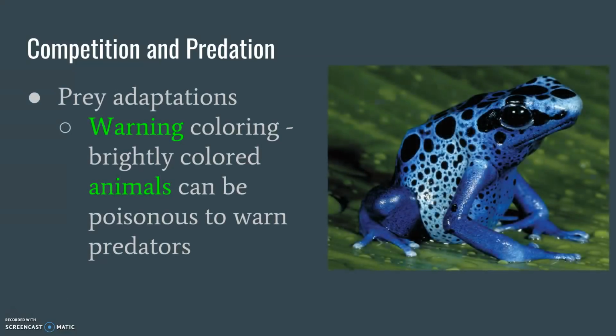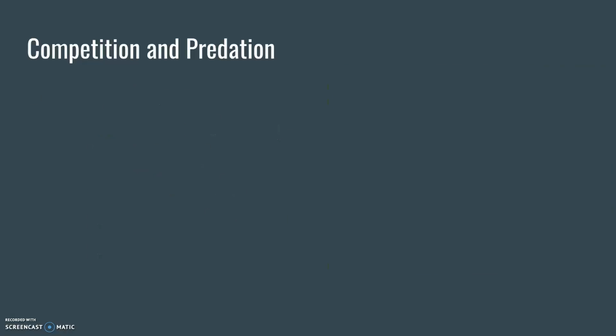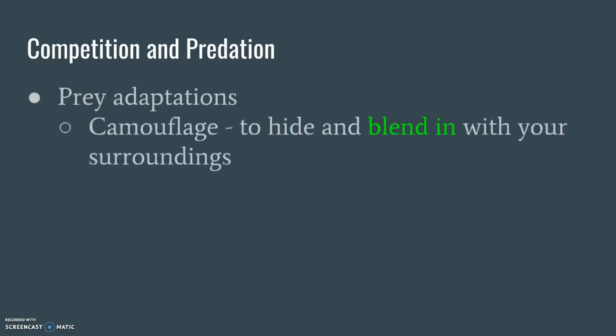So, warning colors are used a lot of times. This frog is bright blue. And what that says is, hey, I'm poisonous. You totally should not eat me. I taste disgusting. I'm going to kill you. Another one might be camouflage, to help hide or blend in with your surroundings.